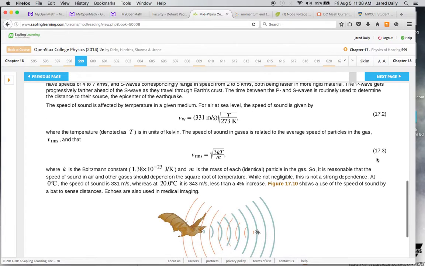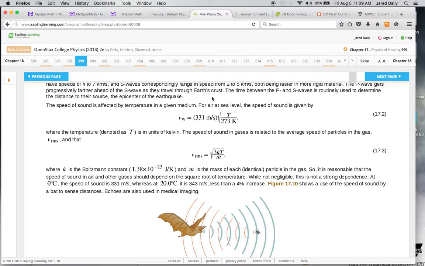So what happens if we're not at that 0 degrees Celsius? What's going to happen is the speed of sound is going to change, and in fact it will increase as you get hotter and it will decrease as you get cooler. The reason for that, again, is that if it's hot, the atoms or the molecules in the material are already moving very fast, and so they can transmit that signal faster.